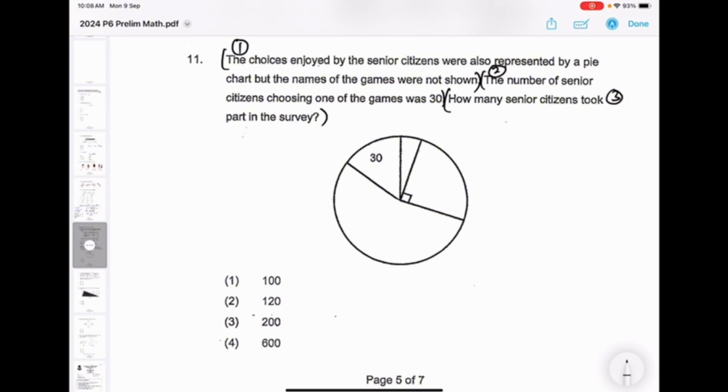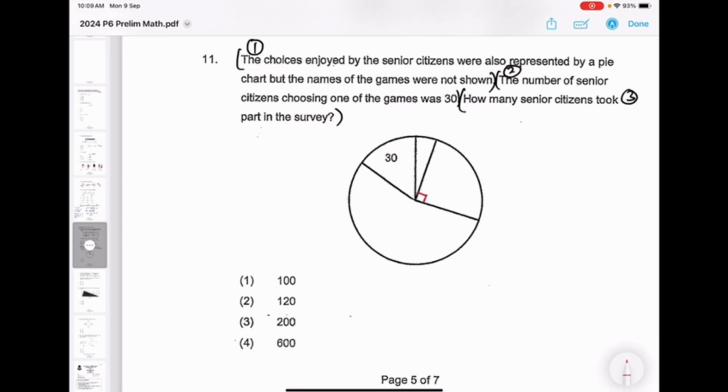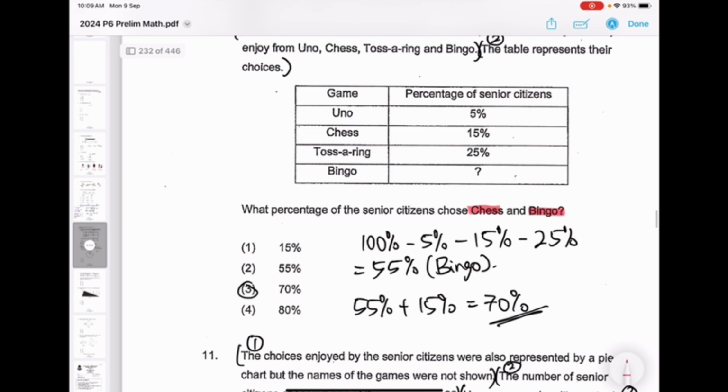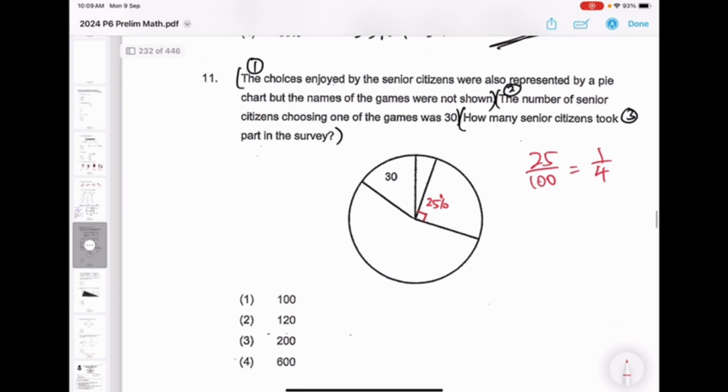Right off the bat, when I look at my pie chart, I notice that there is a 90-degree mark that I'm going to label in red. Knowing that this portion of the pie chart is 90 degrees, I can confidently say that this is 25%, because 25 over 100 equals 1 over 4, and 90 degrees is a quarter of a full circle. So 25%. Looking back at the table, we can see that toss a ring is 25%. So this portion is definitely toss a ring.